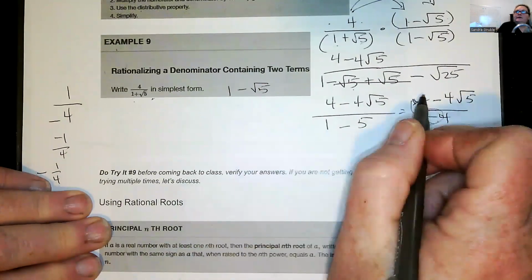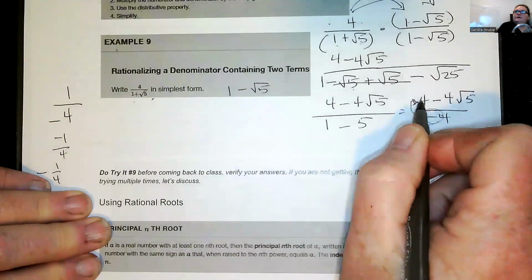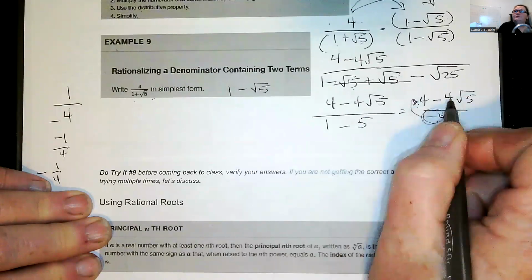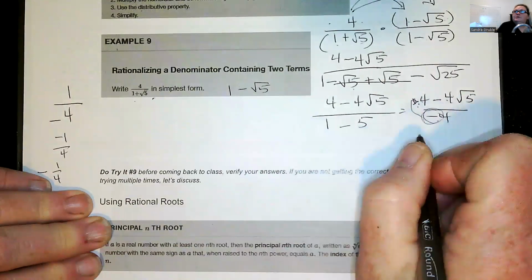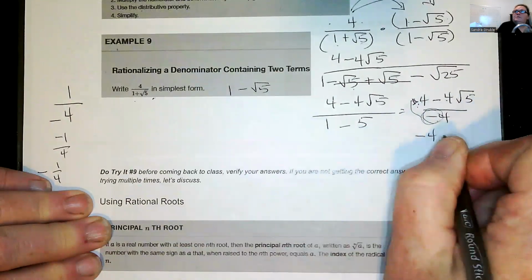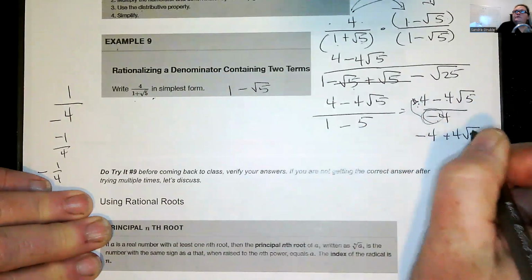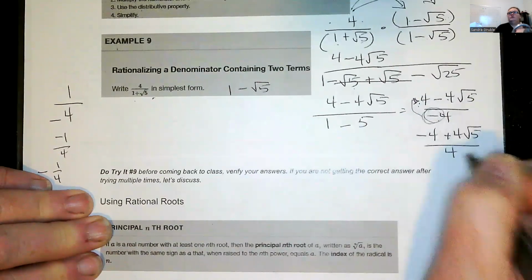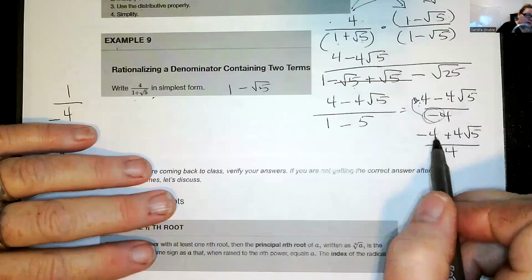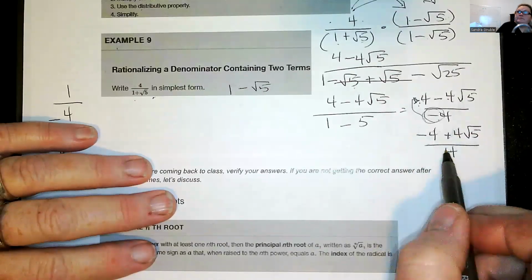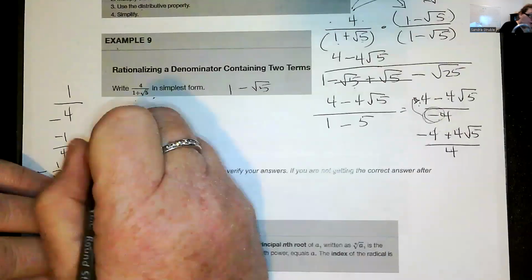When I do that, it doesn't just go to the 4 here, it changes the sign in front of this 4 as well as this 4. So without doing anything else, I'm just going to make this a negative 4 plus 4 square root of 5 over 4. Okay. Now I'm going to break these apart. That might be easier for you to see, because people tend to forget one if you don't do this. You can reduce these, and I'll show you how that looks broken apart.